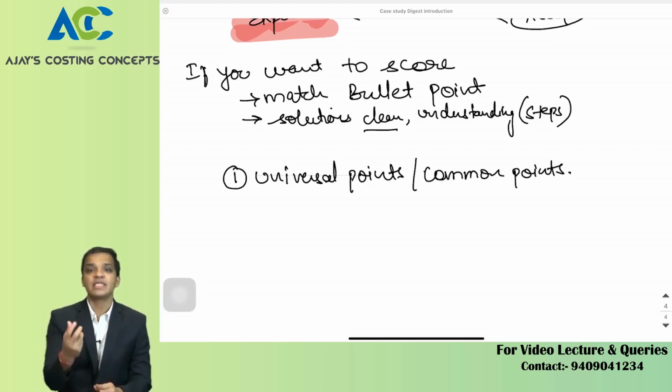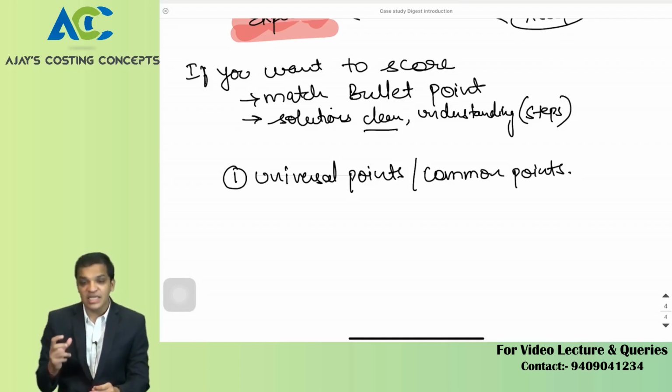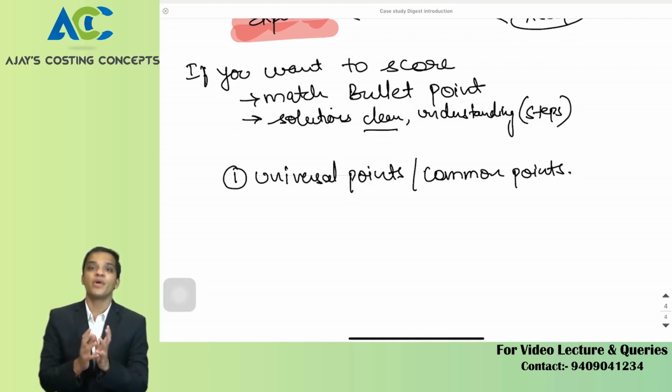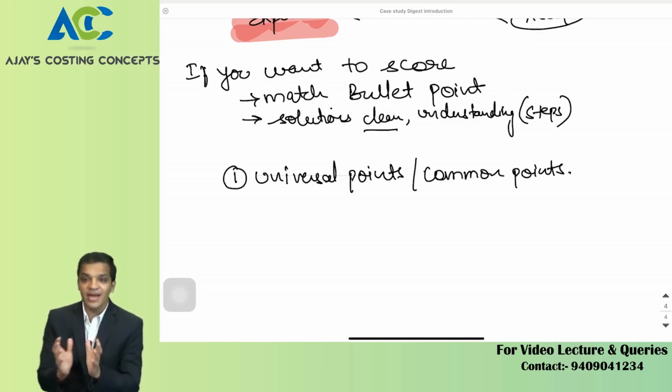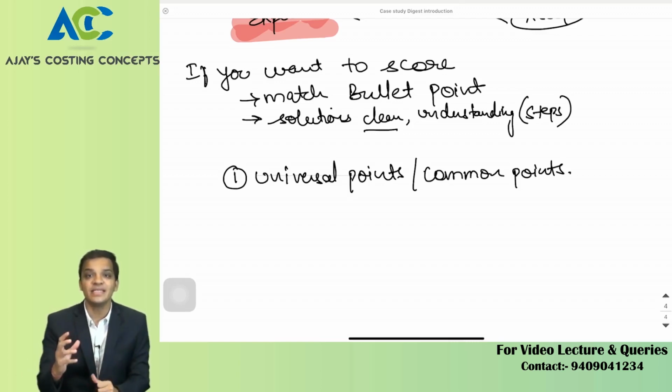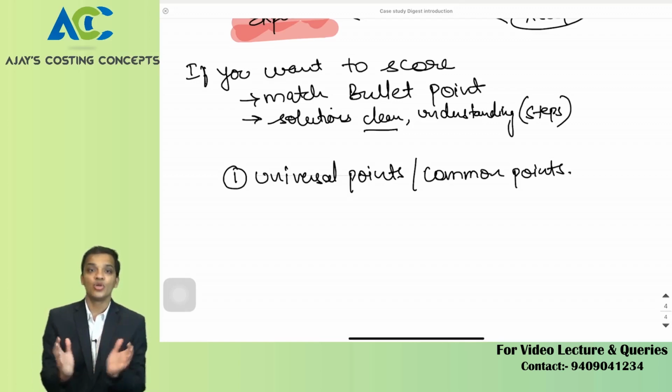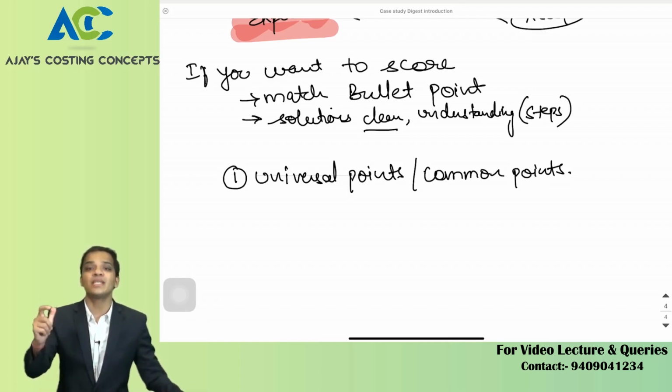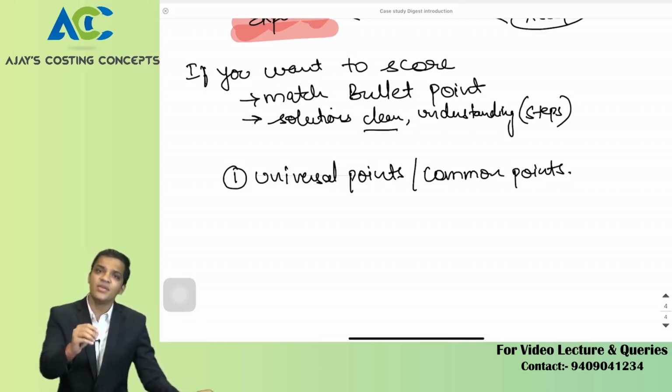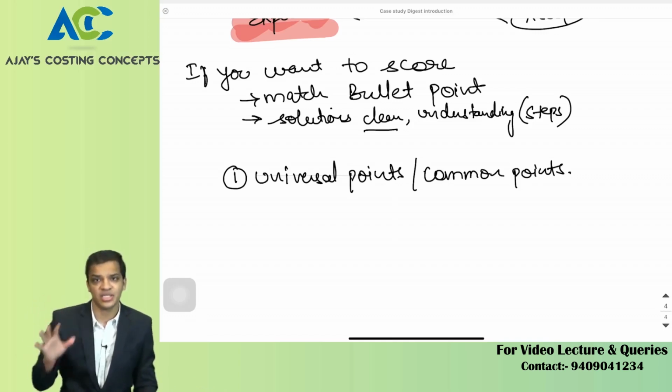One more example I'll give you: just in time. If a just in time question comes, what are the common points that you need to take care of? What are the advantages and disadvantages while implementing just in time? What kind of common universal points are there? That is something you have to write down when it comes to just in time.